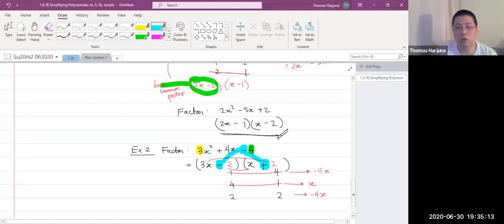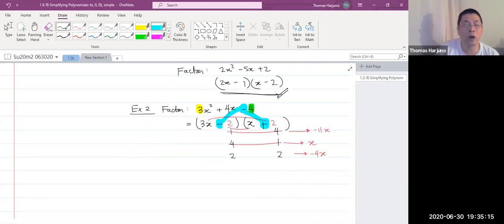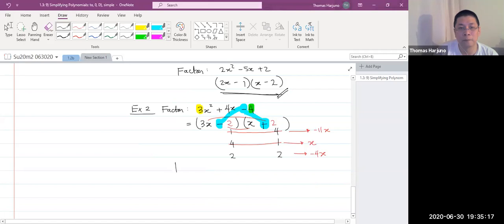Okay, now let me redo this problem. This time I show you how I will do it myself if I have this question. So 3x squared plus 4x minus 4.